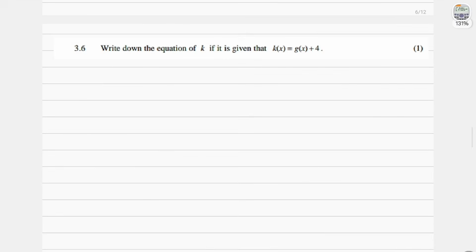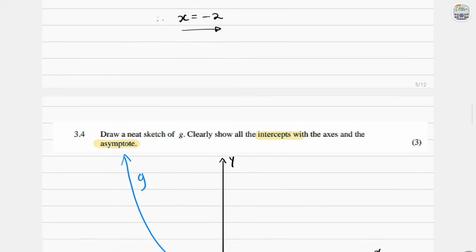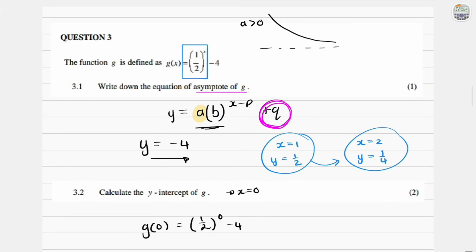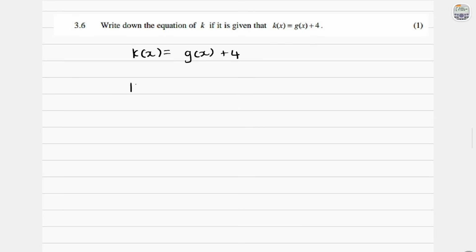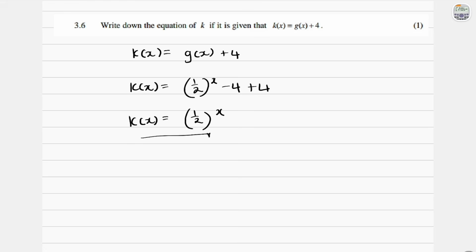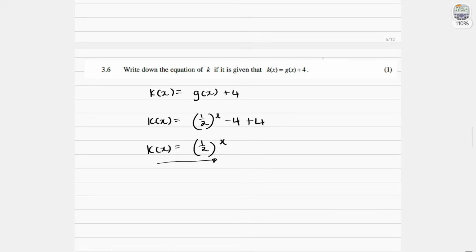Question 3.6 says, write down the equation of k if it is given that k of x is equal to g of x plus 4. Just take it literally. It says k of x is equal to g of x plus 4. What is g of x equal to? They told us initially g of x is 1 over 2 raised to the power of x, minus 4. So we replace it with this. We're saying k of x is equal to, input g of x, 1 over 2 raised to the power of x minus 4. And then just say plus 4. So k of x is equal to 1 over 2 raised to the power of x, and that is k of x. Moving on to the next question.